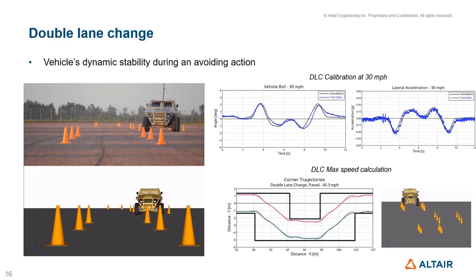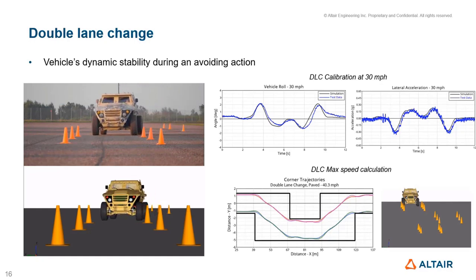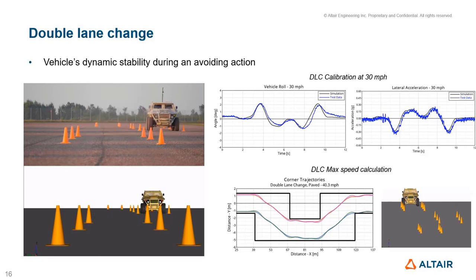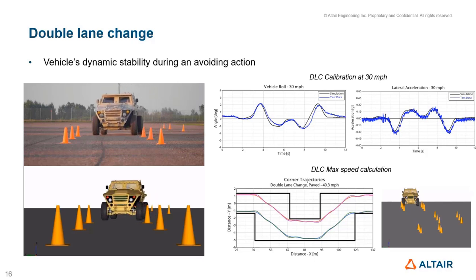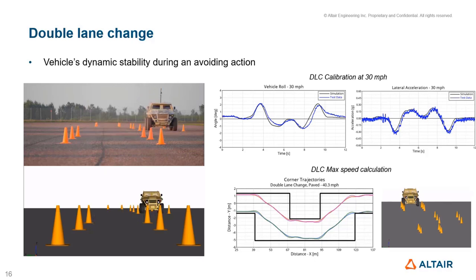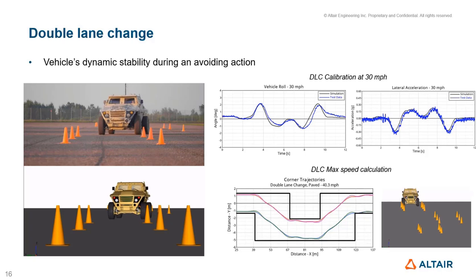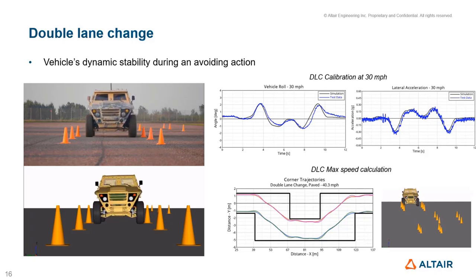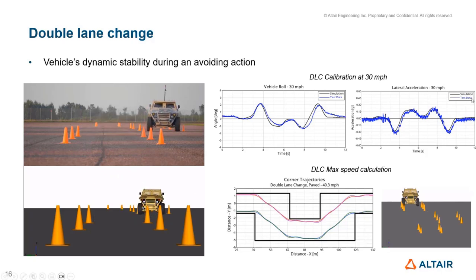The double lane change was used to verify the stability of the vehicle during obstacle avoidance. And there are actually two events inside this double lane change. The first one was a calibration. It was an open loop event where the steering input was predefined and the vehicle has to follow the double lane change. And that's what you see in these two plots here, the vehicle roll and the lateral acceleration at 30 miles per hour.